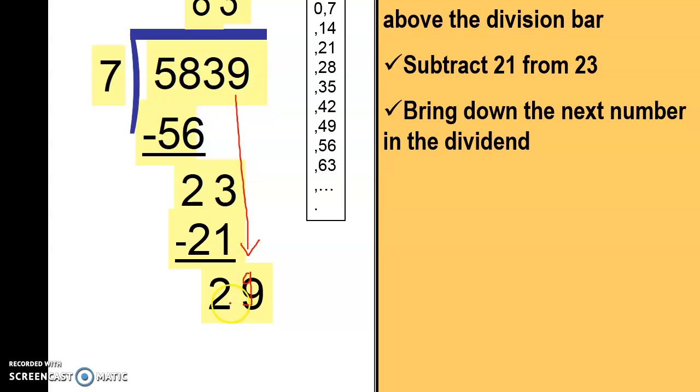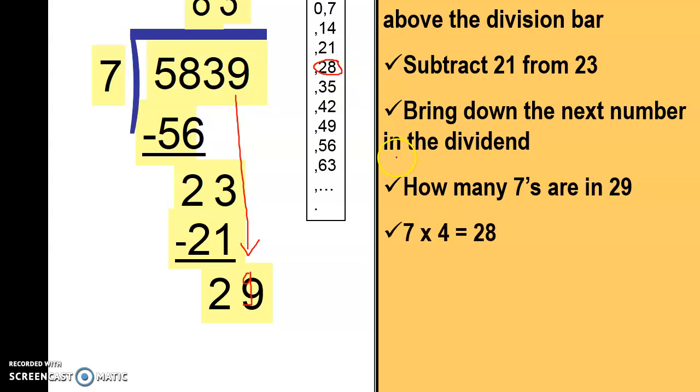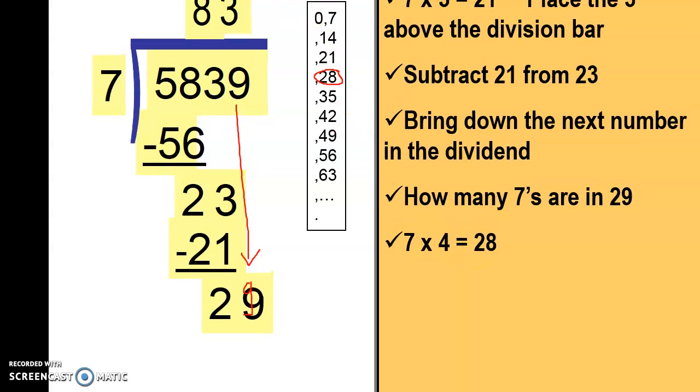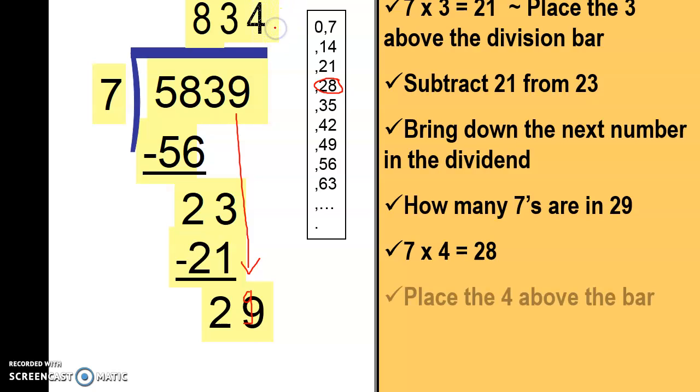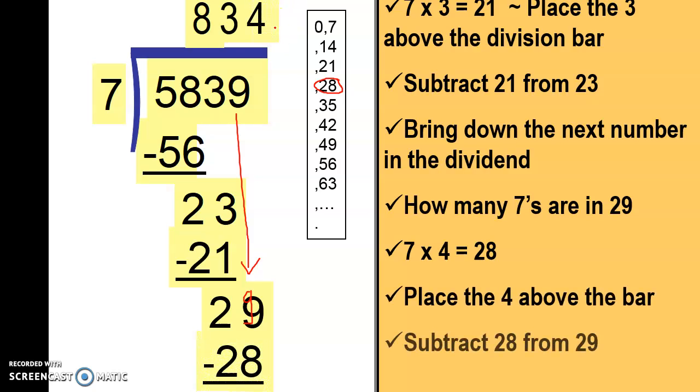So 29. Look at the table. Which number is very close to 29? It's 28. Very close to 29. So which number gives us 28? 4. 7 times 4 equals 28. So 4 we have to place where? Up in the quotient. 28 where? Under 29. Subtract both.